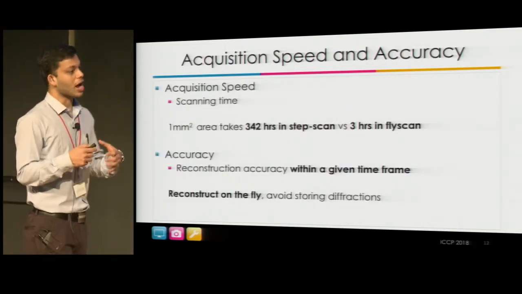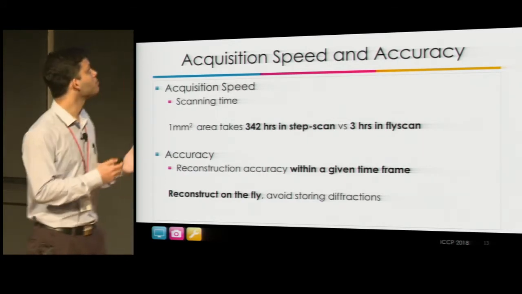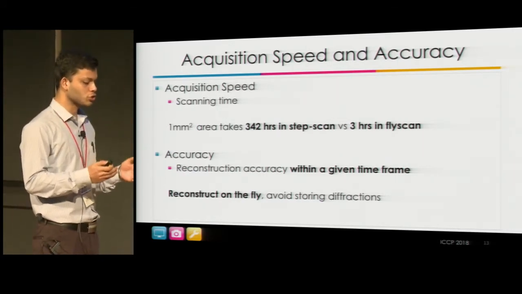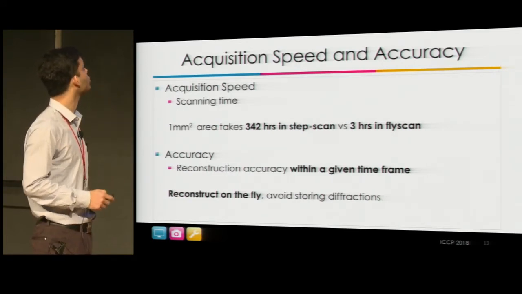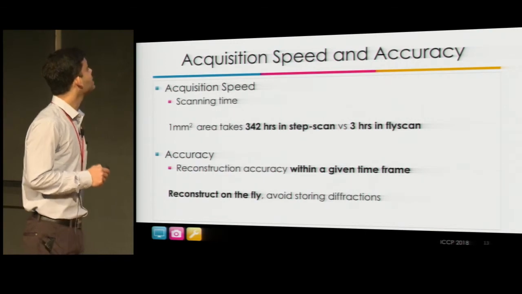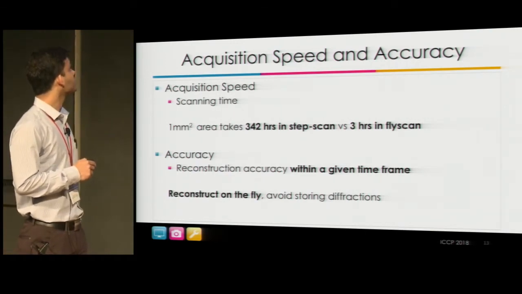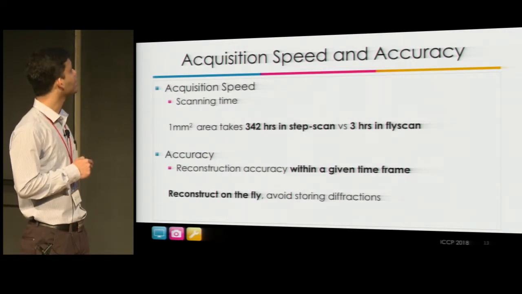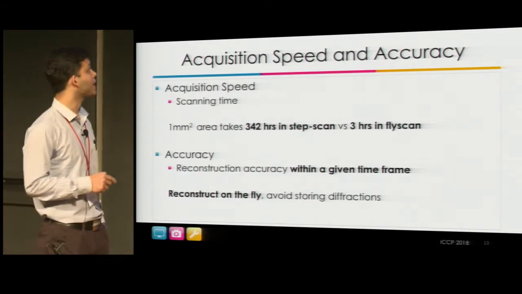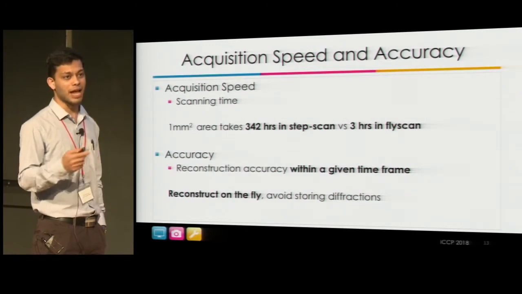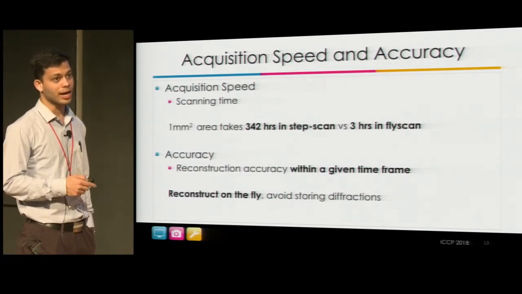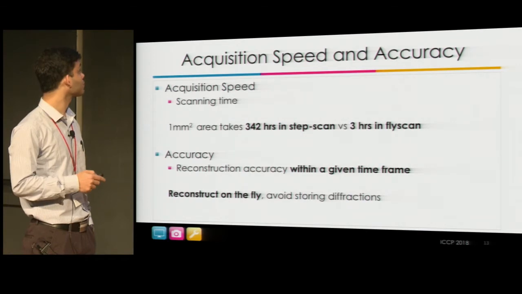So before I talk about our techniques, I would like to present what the two metrics are that we're going to test our algorithms on. First is the acquisition speed. Scan time is very important because, as you can see, if you try to image 1 millimeter square area, step scan actually takes like 342 hours, whereas fly scan takes 3 hours. So we definitely want to have an algorithm that works in the fly scan regime rather than in the step scan regime. Saves a couple of orders of magnitude of time.